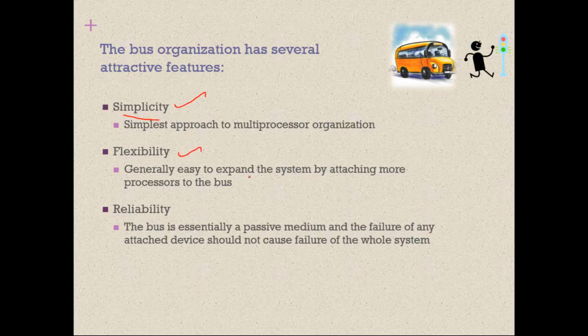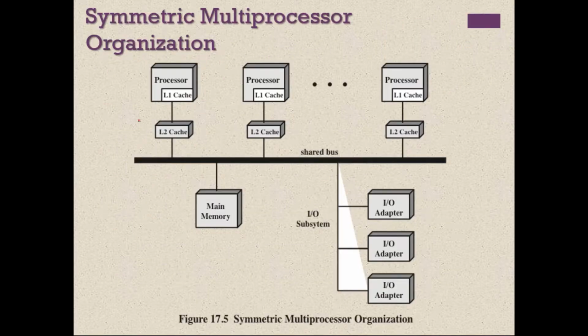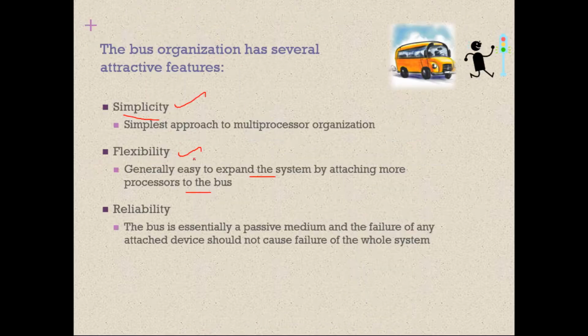Generally it is easy to expand the system by attaching more processors to the bus. If you want to add more processors to the bus, then you need not make any changes to the bus. You have to only add the processor. We are not going to change the bus organization. So this is one type of connecting the processors using a single bus organization.